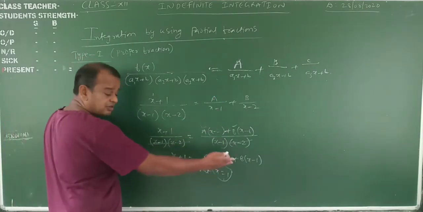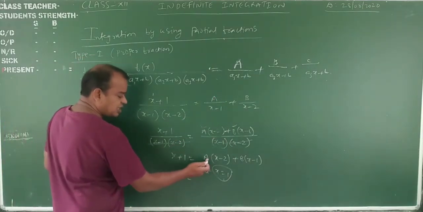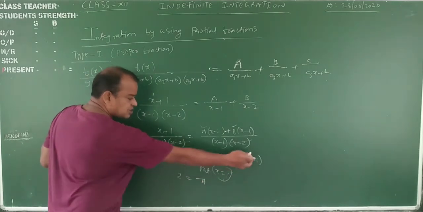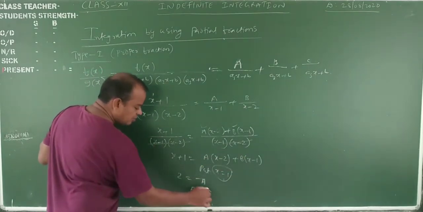x = 1, substitute on both sides. 1 + 1 means 2. Here A into (1 - 2) means minus A, plus 0. Therefore, A value is equal to minus 2.